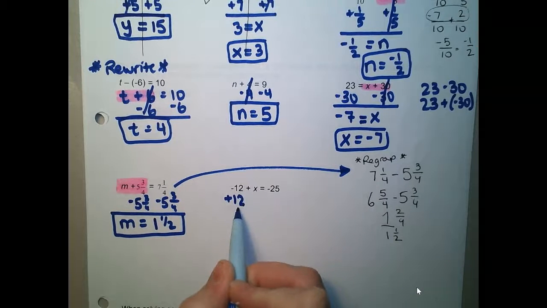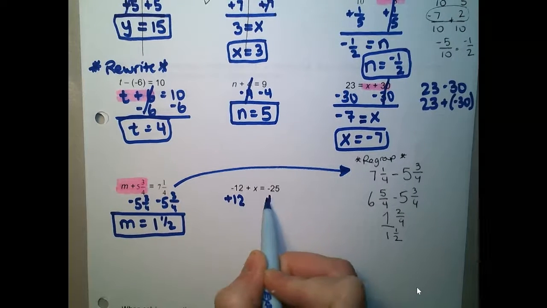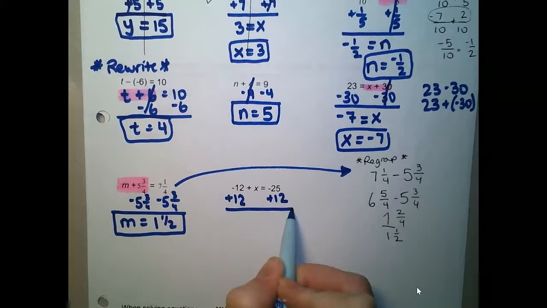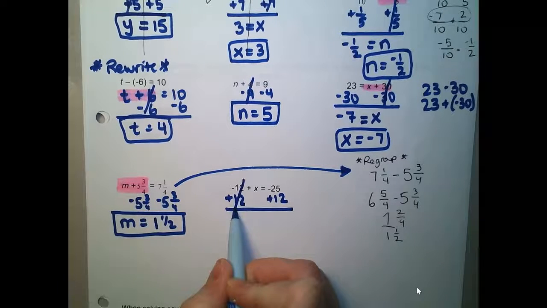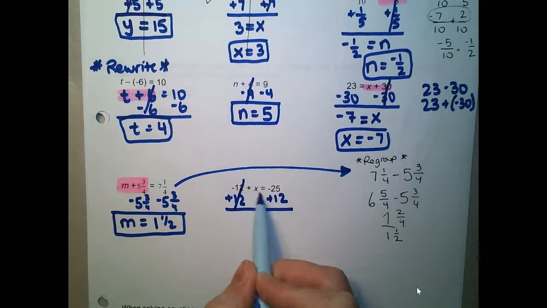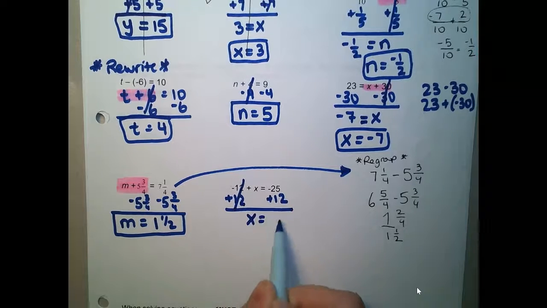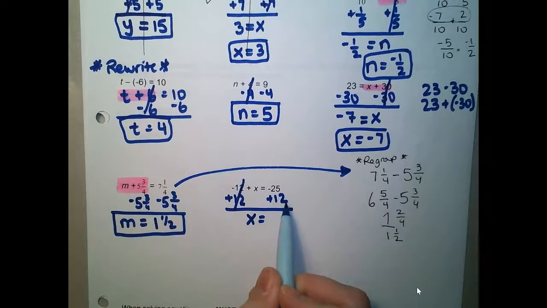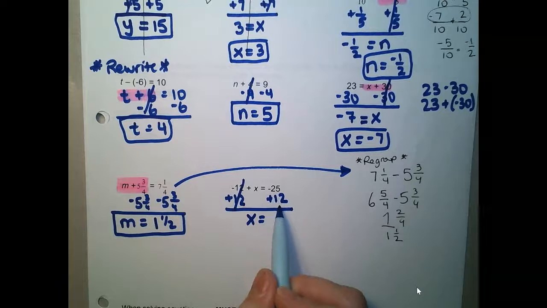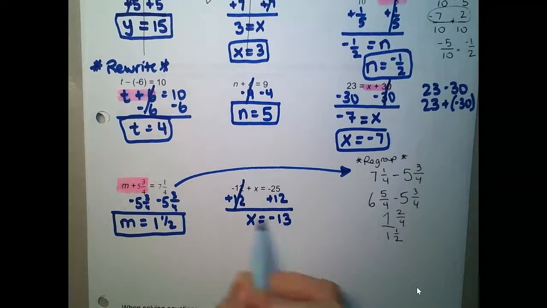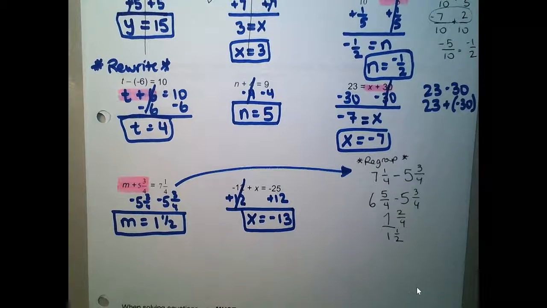The opposite, or getting rid of a -12, would require a +12. And if I put a +12 on the left side of the equal sign, I need a +12 on the right side. -12 plus 12 is worth 0. This is a positive x, so I can just say x. And -25 plus 12, I have more negatives than positives, and the difference between 25 and 12 is 13. So I would say -13.